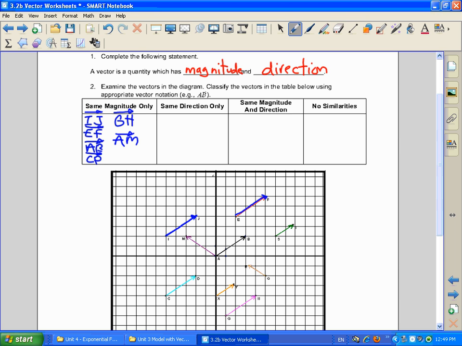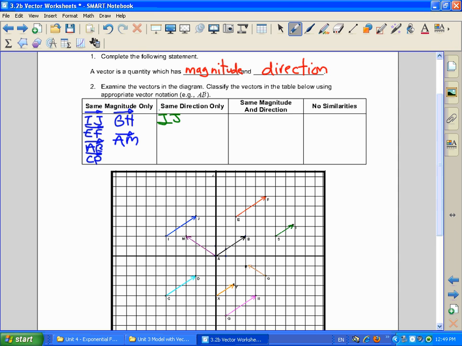They also have the same magnitude because it's the same distance. Let's just double check there. Looks like we've got them all. Yep, good. Okay, same direction only. So let's start with IJ. I'll erase them so you can see.